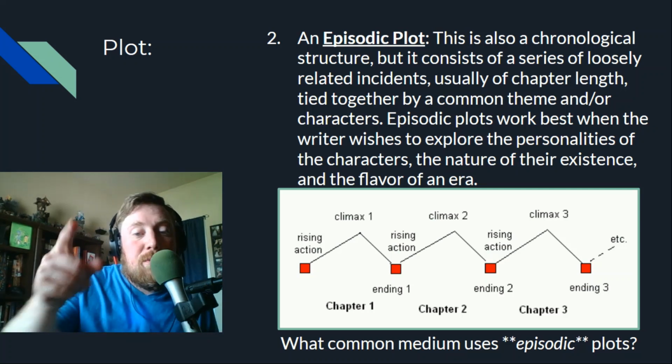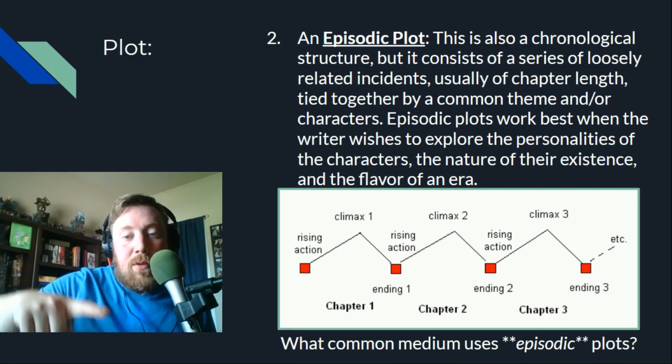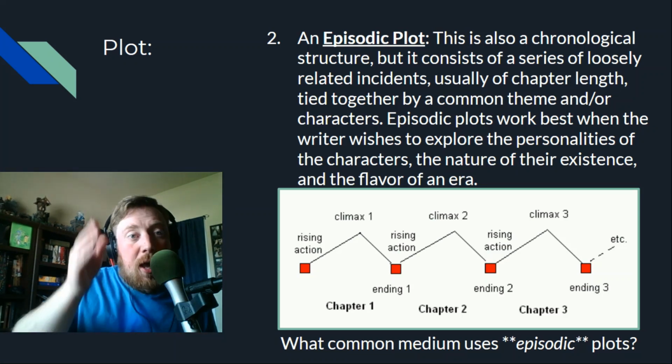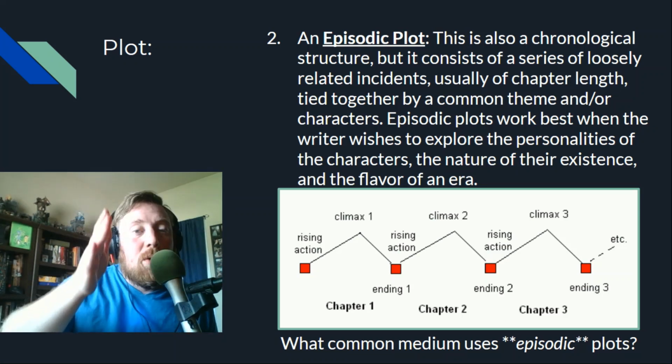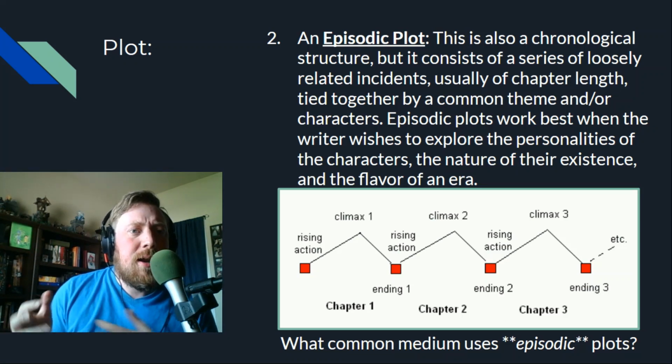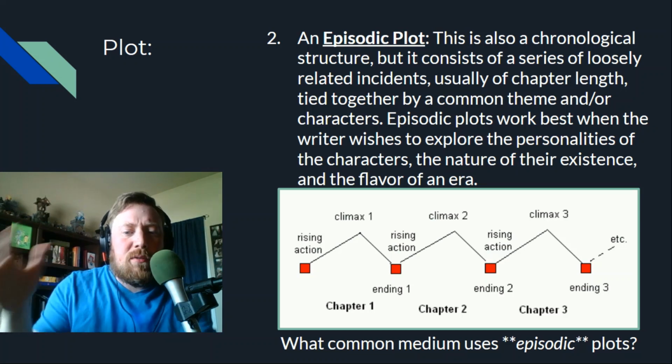And so you'll have the rising action, climax, it'll go back down, the rising action, the climax, it'll go back down, the rising action, the climax, and it'll go back down, and the different characters or the different events will all be related in some sort of way, right? It'll have one big, long, cohesive story.